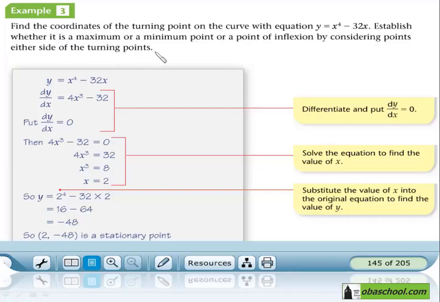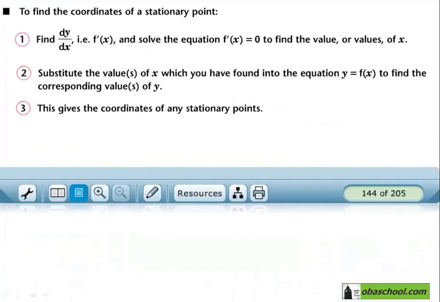Number 1, find the turning points. Number 2, define if it is a maximum or a minimum. And 3, look at the points near the stationary points in order to define if it is a maximum or minimum. Let's do a recap on the steps. To find the coordinates of a stationary point, number 1, find the gradient, then solve gradient equals 0. Number 2, substitute to find the values of y. Number 3, give the coordinates of the stationary points and define if it is a maximum or minimum by looking at the values near the point.